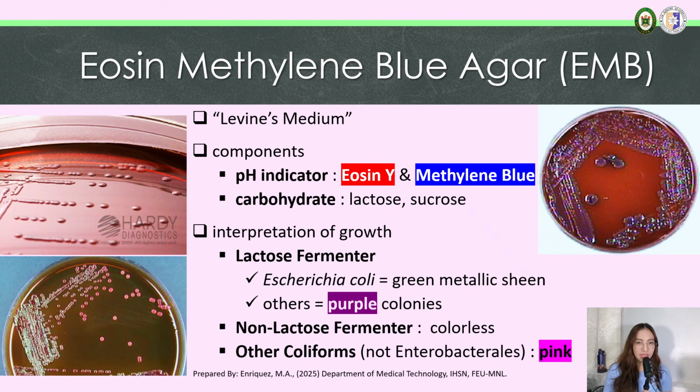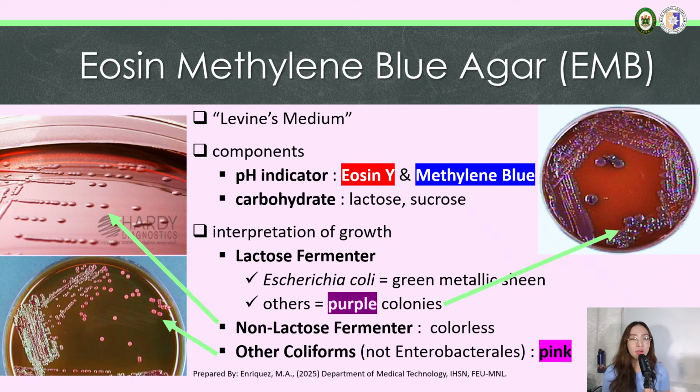Now, if the bacteria is also lactose fermenting, but it's not Escherichia coli, then their colonies would appear to be purple, like this one. Now, this one right here is an example of Enterobacter aerogenes or Klebsiella aerogenes on EMB. Non-lactose fermenting Enterobacterales members will appear colorless, and other coliforms that belong outside of the family Enterobacteriaceae or order Enterobacterales will grow pink colored colonies, as we can see right here.